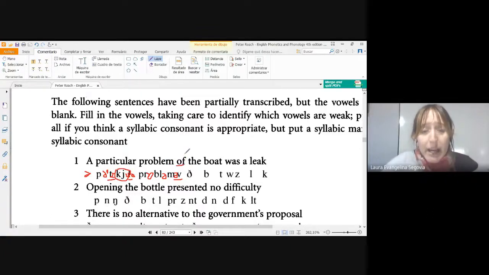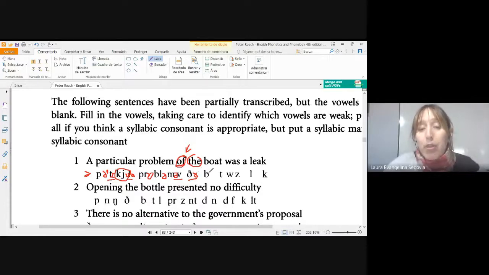Bueno, esta preposición is not of, es of, schwa, of, the. Entonces acá tenemos una weak syllable, todo esto es una weak syllable y todo esto es una weak syllable y son weak porque son function words, preposición, artículo.